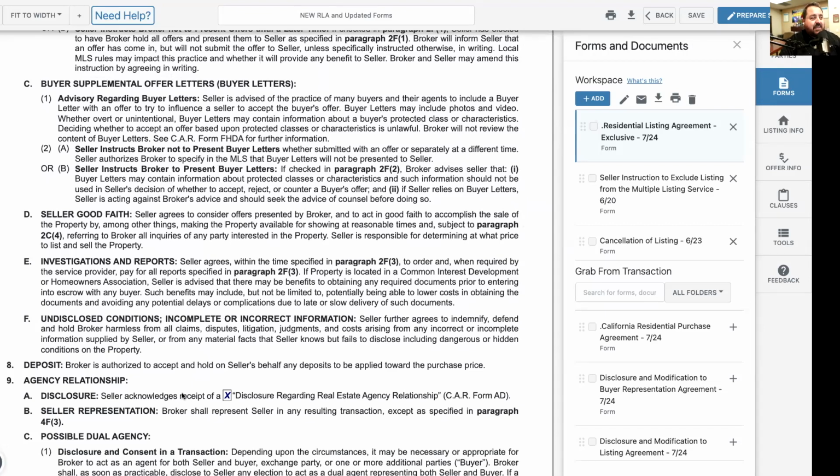Seller good faith. Seller agrees to consider offers presented by broker and act in good faith to accomplish the sale of the property by, among other things, making the property available for showing at reasonable times and, subject to paragraph 2C4, referring to broker all inquiries of any party interested in the property. Seller is responsible for determining at what price to list and sell the property. So we're trying to put some stuff back on them, saying, hey, you guys are ultimately making decisions. I'm making a suggestion on what we think we should sell the house for.